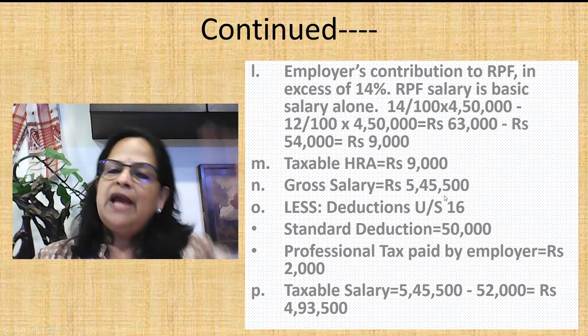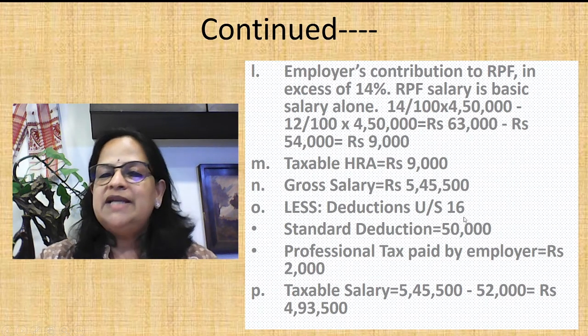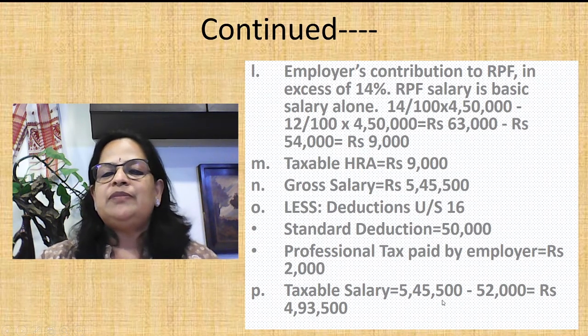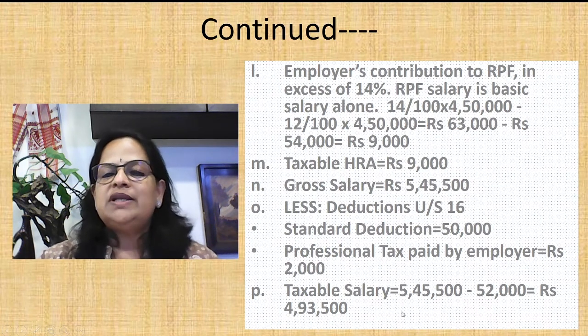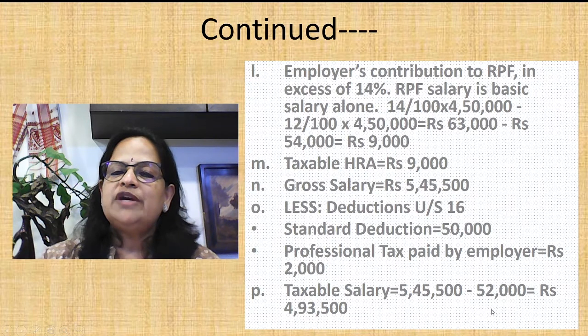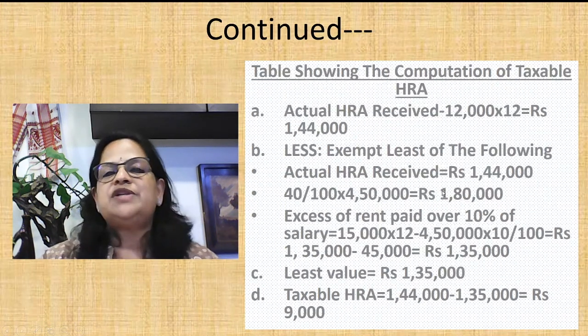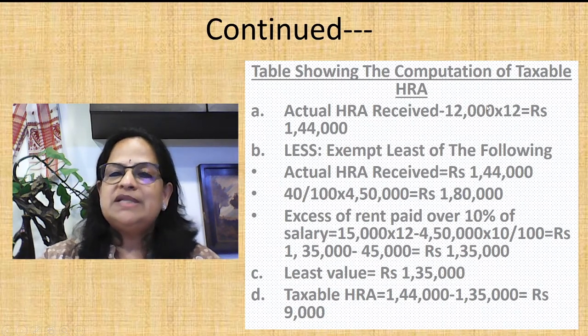Gross salary, adding all the values you will get 5,45,500. Less deductions under section 16. Standard deduction 5,000. Professional tax paid by employer 2,000. Taxable salary, gross salary minus 52,000. That is 5,45,500 minus 52,000. 4,93,500. Now table showing the computation of taxable HRA.